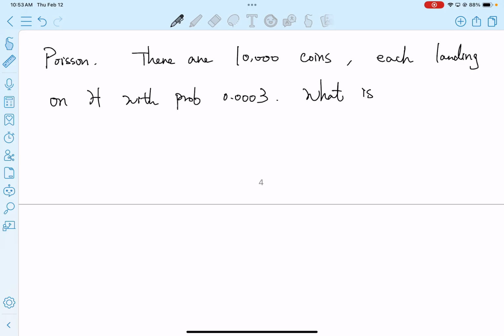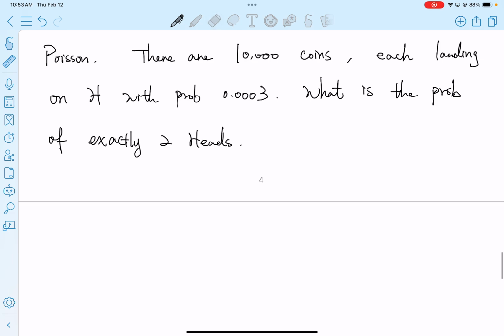And if we are interested in the probability of exactly 2 heads, again we will need to use the binomial to handle that. The probability is just the outcome from the probability mass function. We're interested in x equal to 2. Out of the 10,000 coin flips, we want exactly 2 heads. Then we use the binomial probability mass function. We have 10,000 choose 2.